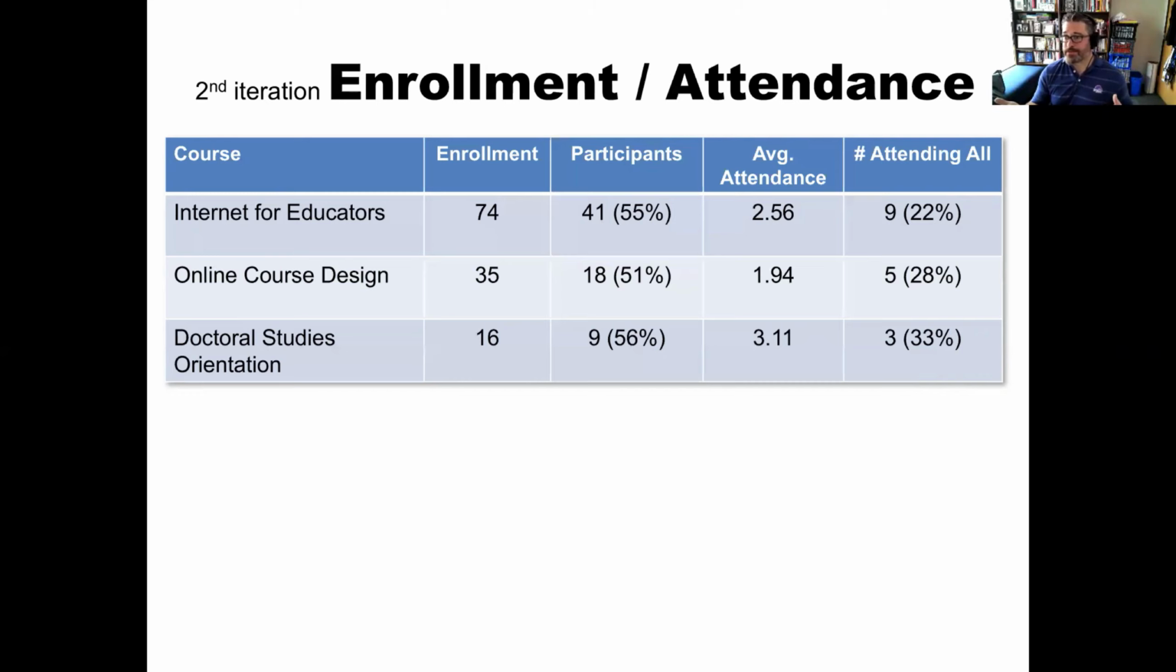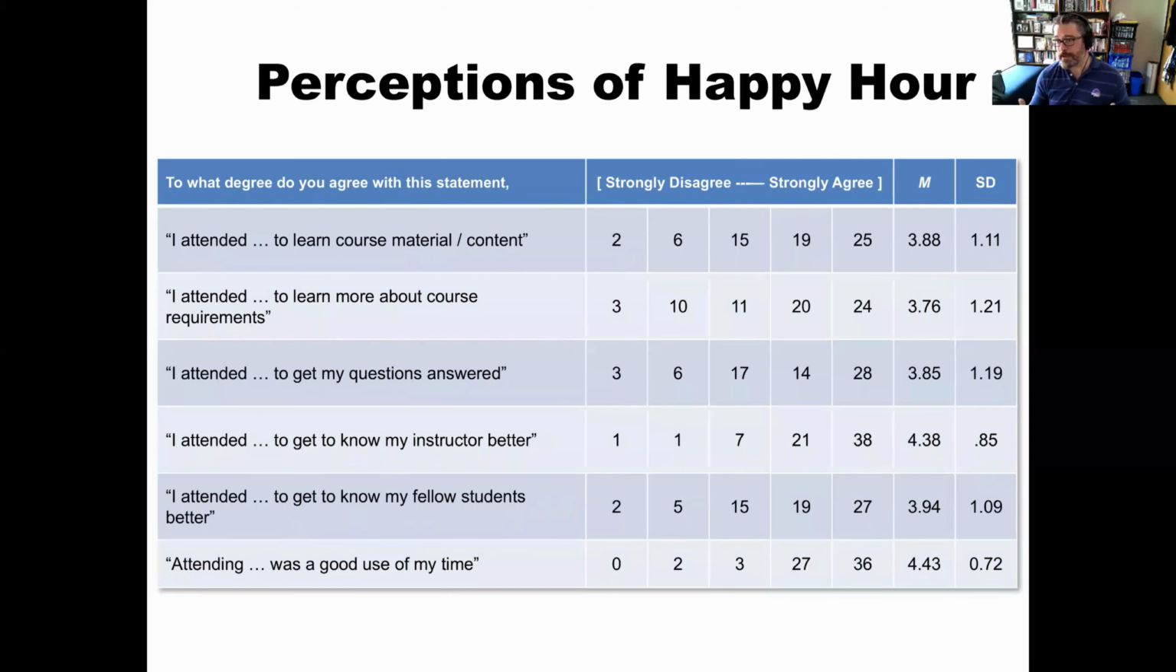Students on my evaluations constantly bring up happy hour. It's not right for everyone, but for the ones who love it, it comes up in my evaluations every semester by at least one student. There are a few who love it because they're missing something in the traditional asynchronous program. I asked them about their perceptions: to what degree do you agree with these statements? I tended to learn the course material: strongly agree, pretty strong. And you can see all of these are really strong.